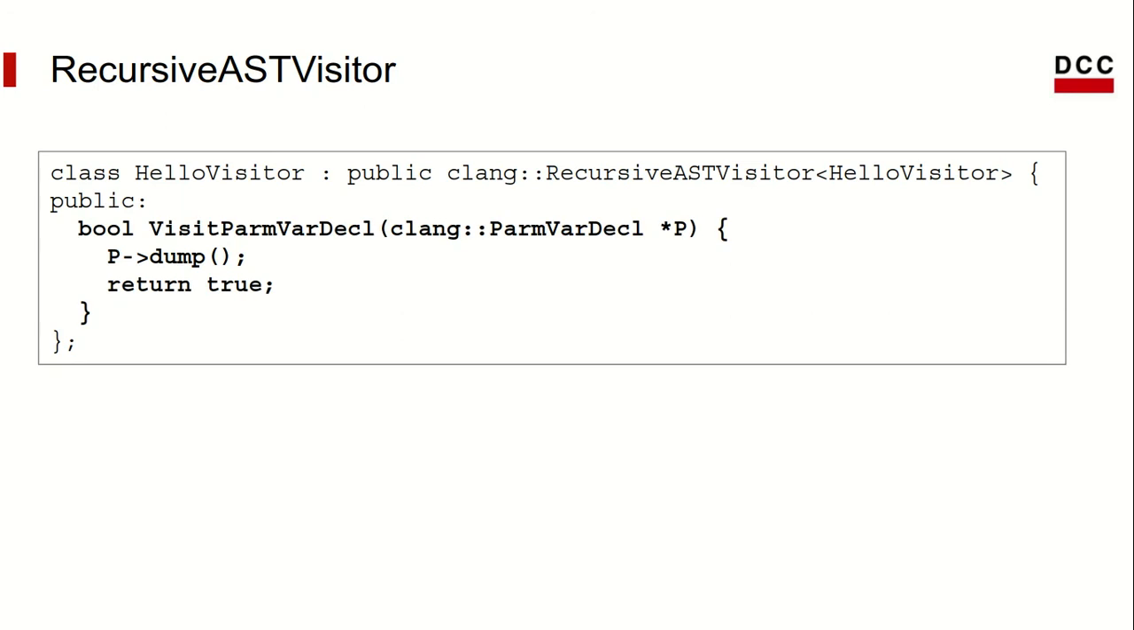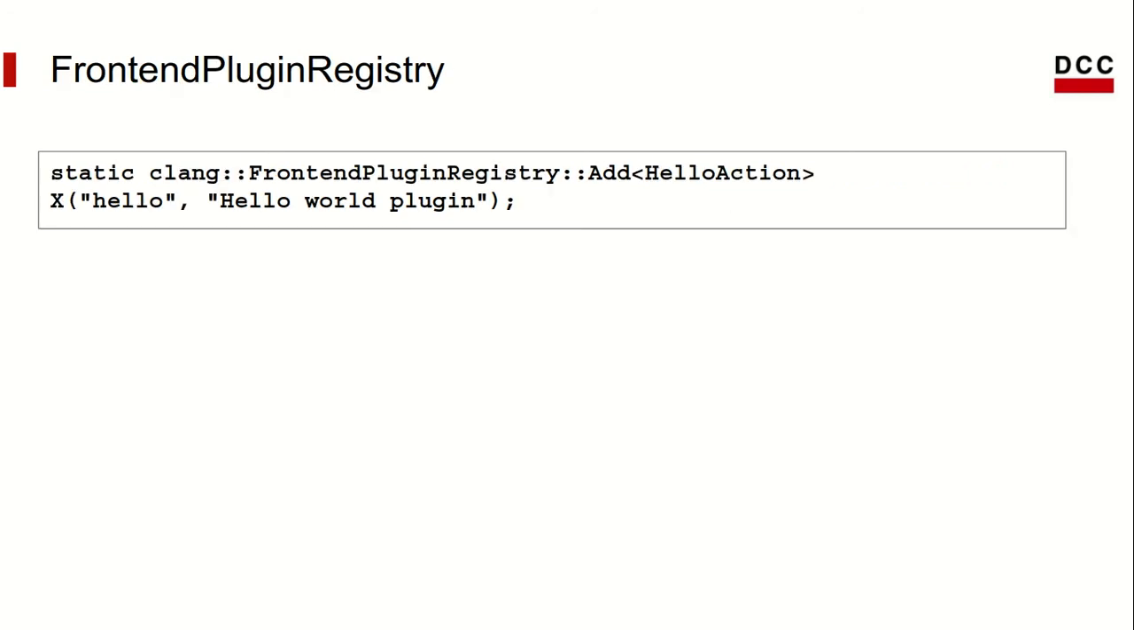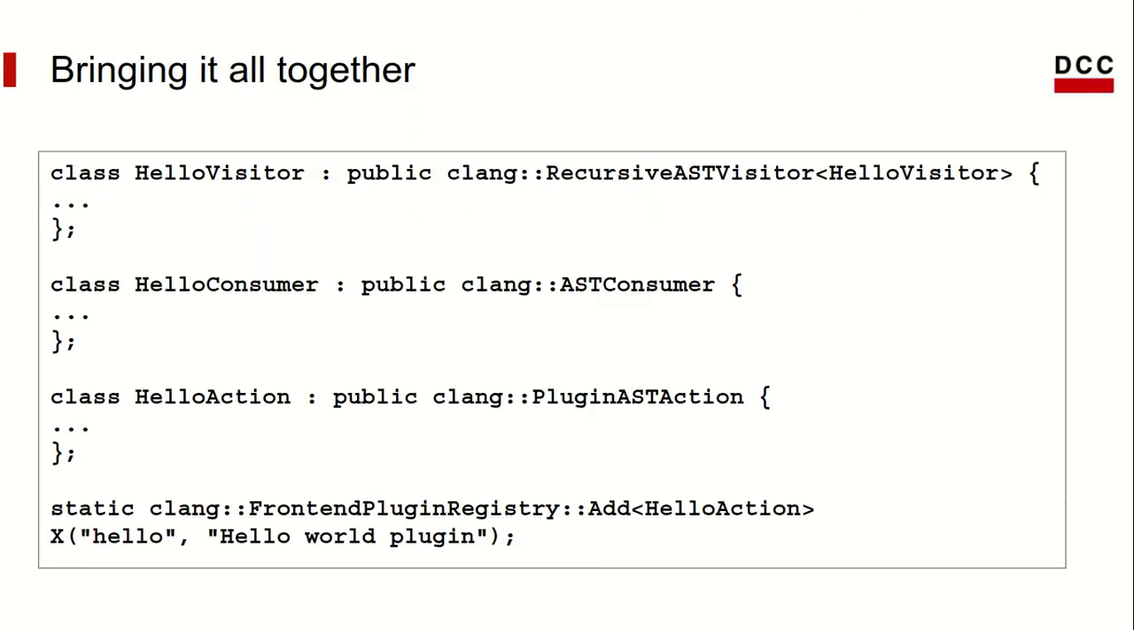We can do the same for parameter declarations, that is, the parameters of our functions. There is even a visitor for declarations. This one will visit every declaration in your program. After writing the visitor, all that's left is to register the plugin. Here we add our action class HelloAction to the registry. Then we name it Hello. This is the name we'll use when we need to tell Clang which plugin we want it to run for us. And we give it a brief description.